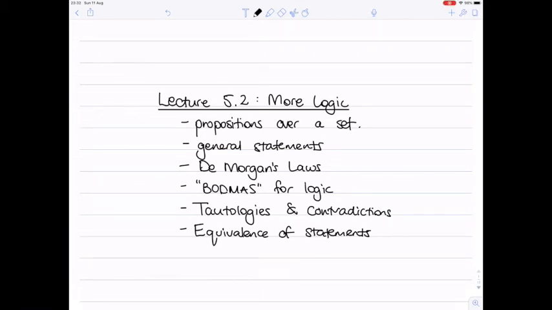For the last few lectures we've been building up the basics of logic, but there's quite a lot more to it. Just as when you were learning algebra for the first time there were rules and things you had to learn, there are some more rules that we need for logic. And that's what we're going to be looking at in this lecture.